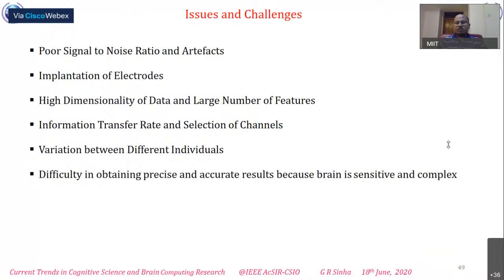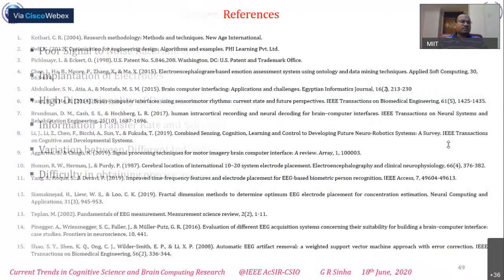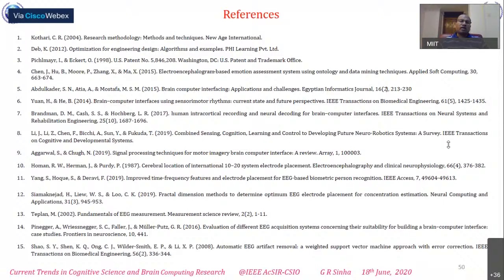There are signal processing methods which are used to overcome these challenges. Overall, the area is very interesting and very emerging, and one can think of doing potential research on the human brain and on the assessment of cognitive ability of the human brain. These are the references for what I was discussing in the key contributions, the recent contributions in the area of cognitive science research.